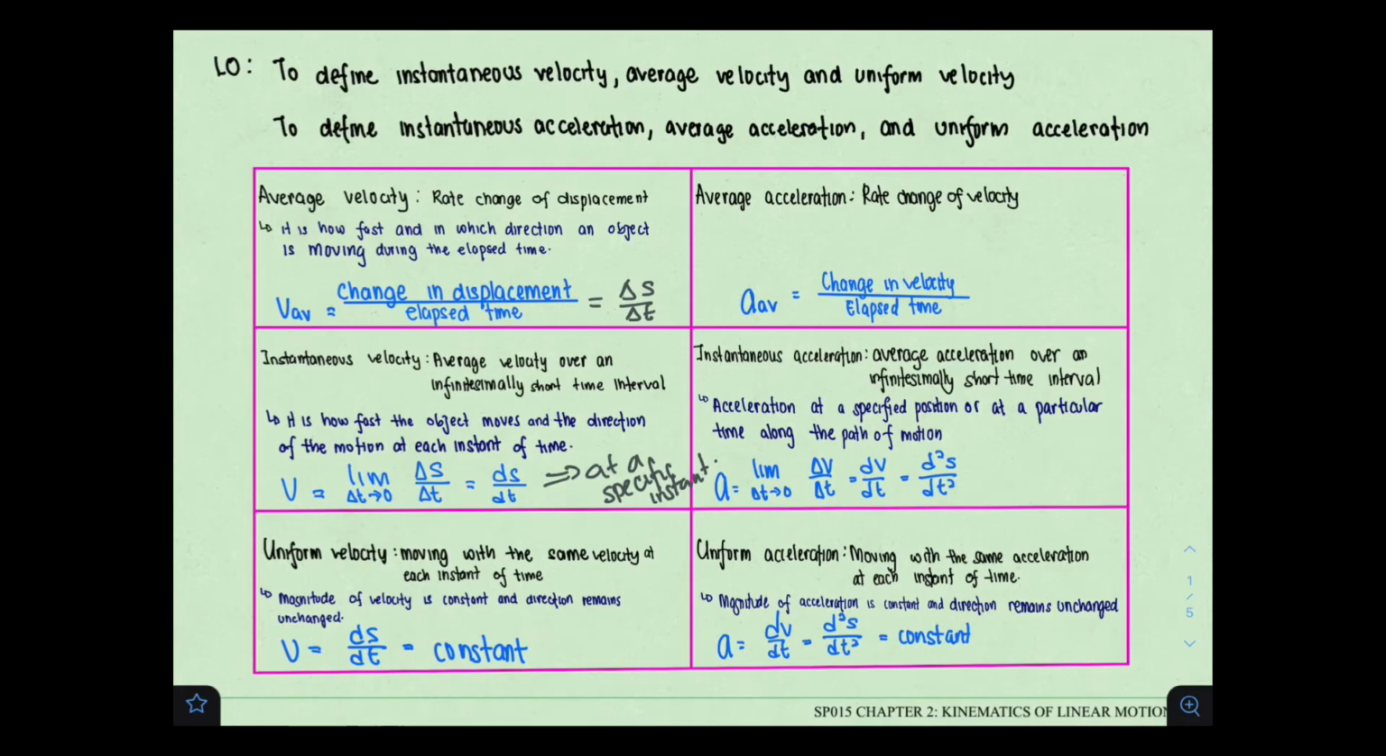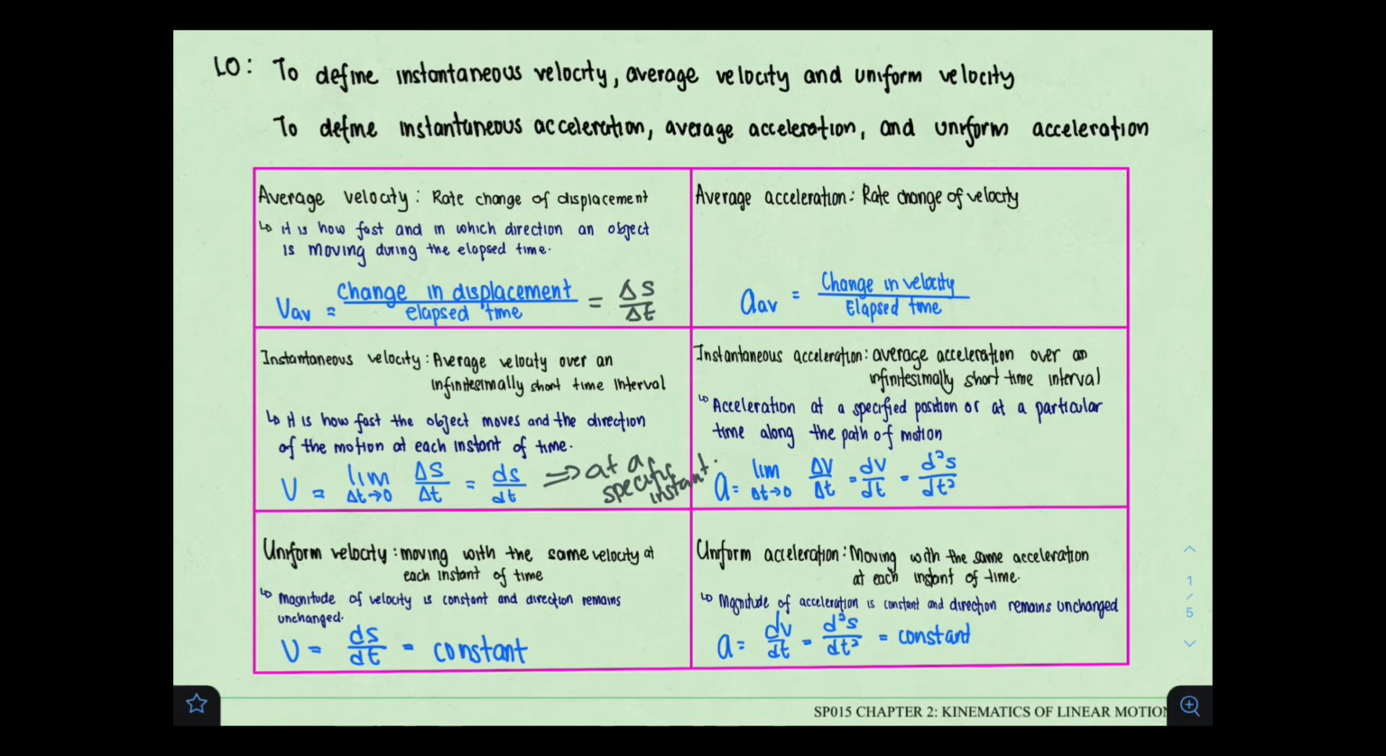Contohnya, at the beginning of the journey, you started with a speed of 2 meters per second. At the end of the journey dan juga throughout sepanjang perjalanan kamu bergerak dengan 2 meters per second. Tiada perubahan dalam nilai kelajuan kamu dan juga arah kamu bergerak itu. Okay, so that's all about velocities here. So next kita dah tengok pada acceleration pula.